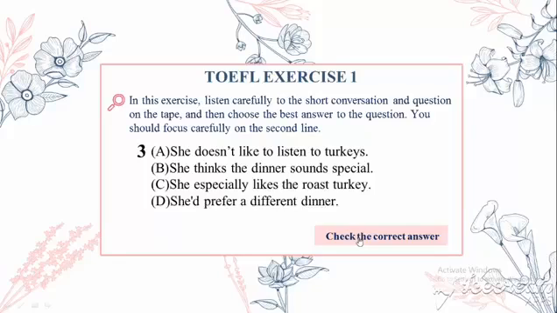Well, in your textbook you will find 4 choices. A. She doesn't like to listen to turkeys. B. She thinks the dinner sounds special. C. She especially likes the roast turkey. And D. She'd prefer a different dinner.